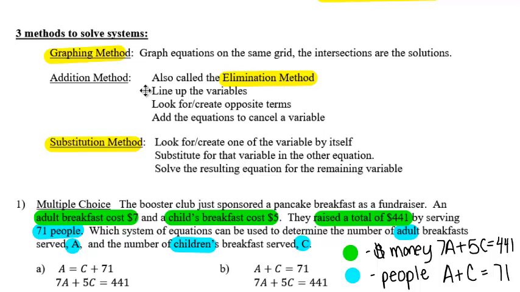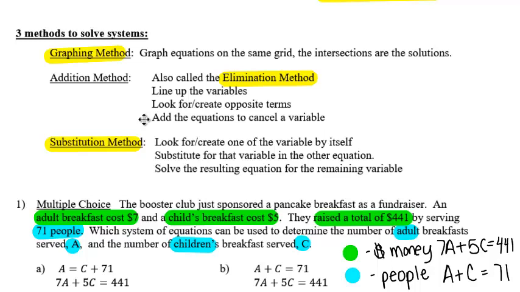Then you're going to look for or create opposite terms. So if there are opposite x's on top of each other, you're good to go. But if there aren't, you're going to have to multiply by some type of multiple. Then you're going to add these equations down to cancel the variable. But it doesn't stop there. After you cancel, you're going to solve it and get out a variable, and then you're going to have to plug it back in to get the other variable.